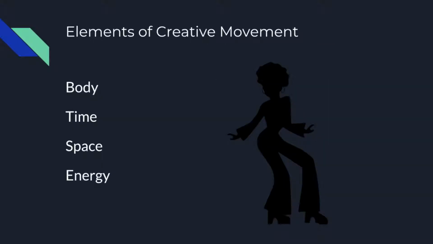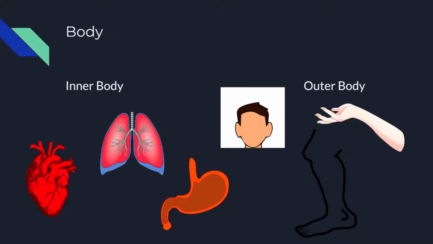The elements of movement include body, time, space, and energy. The first element is body. The body is the instrument or tool used to express an idea, thought, or feeling. The body can be divided into the following two categories: inner body and outer body. Inner body is the parts of the body such as the heart, lungs, and other organs which are in constant motion and operate most of the time without our conscious awareness. Outer parts of the body such as the head, shoulder, arms, hands, fingers, torso, legs, feet, and toes, which usually take some conscious effort to move.